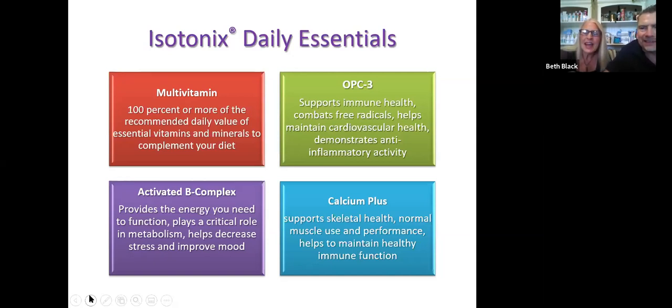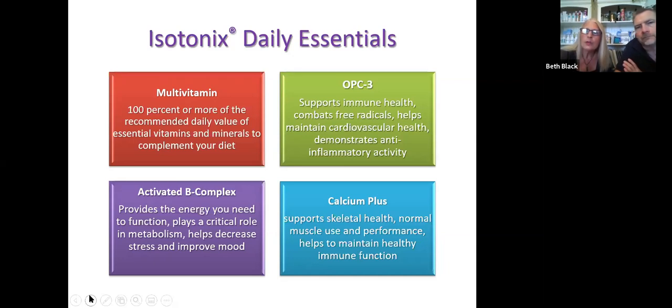But when we look at activated B complex, it's important that the word activated is there, because most people have a gene variation in their body that does not allow them to uptake B vitamins properly. If they're not in an activated or methylated state, the body will not be able to absorb them and use them. So the B complex in this daily essentials is activated, it is methylated.